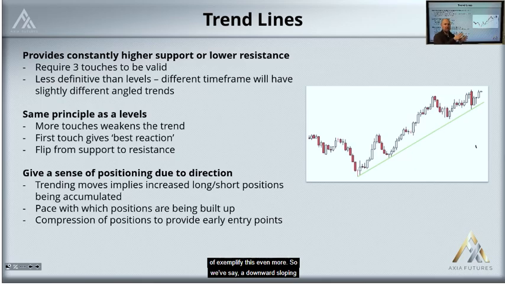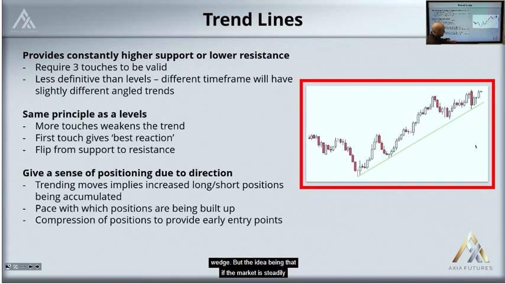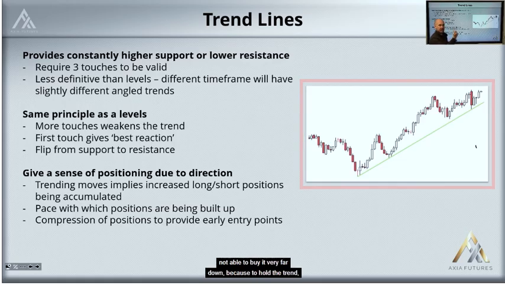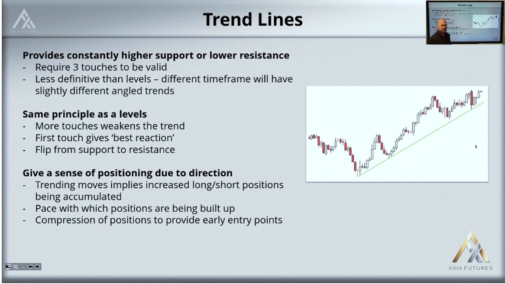We're going to get onto chart patterns soon, and you can use trends to sort of exemplify this even more so with, say, a downward sloping wedge. But the idea being that if the market is steadily holding a trend on the way up, what's happening there is people are progressively getting longer and longer and longer. They're not able to buy it very far down, because to hold the trend, each support has to consistently be higher. So what this does is it accumulates positions consistently higher up the page.